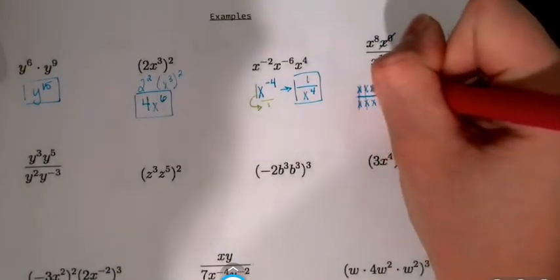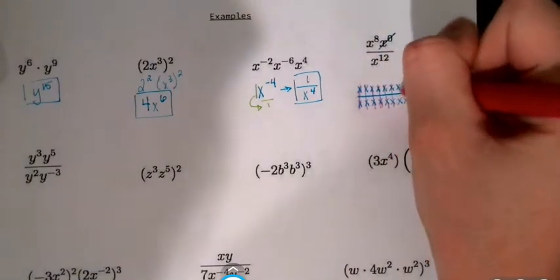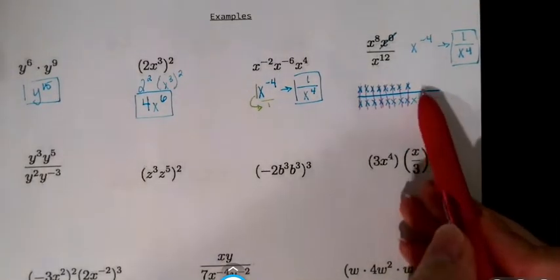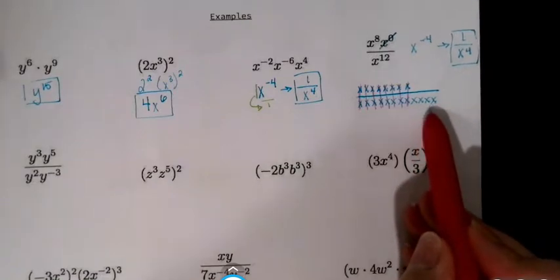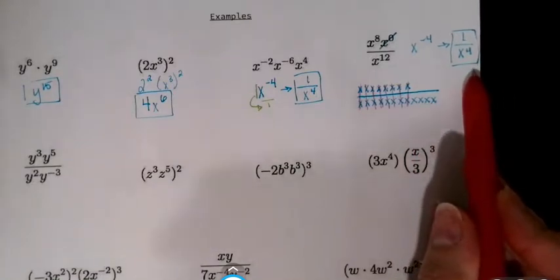And I can keep doing that until I can no longer cancel some out. So I can cancel this one out, this one, this one. And then after that, I can't cancel any more out because I have none left in my numerator. So I notice I have 1, 2, 3, 4 left over in my denominator, which is why my answer is 1 over x to the fourth.